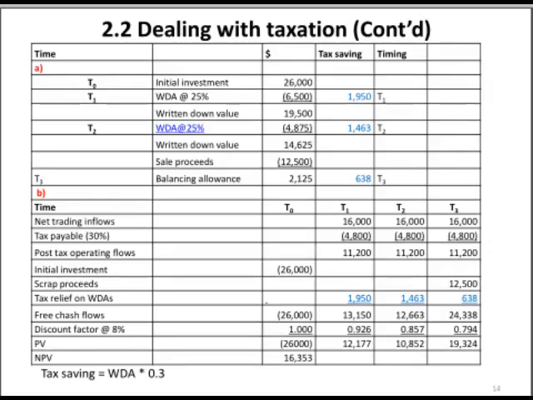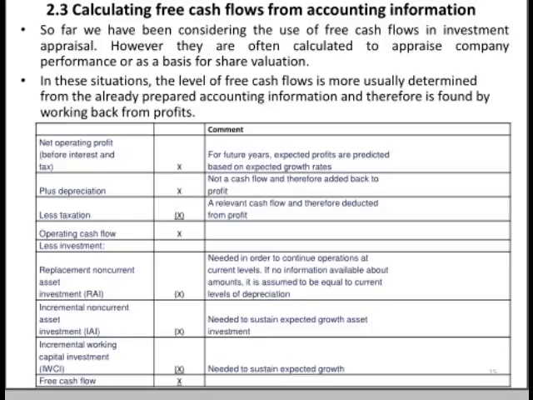So far, we have been considering the use of free cash flow in investment appraisal. However, it is often calculated to appraise a company's performance or as a basis for share value. In this situation, the level of free cash flow is more usually determined from already prepared accounting information and therefore is found by working back from the profit. So this table shows us how it works until you gain the free cash flow.